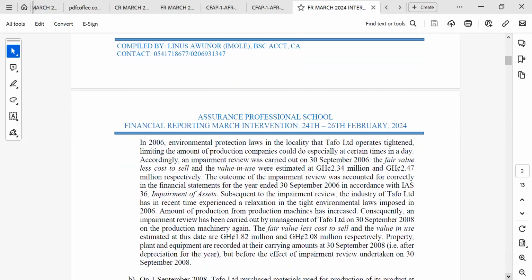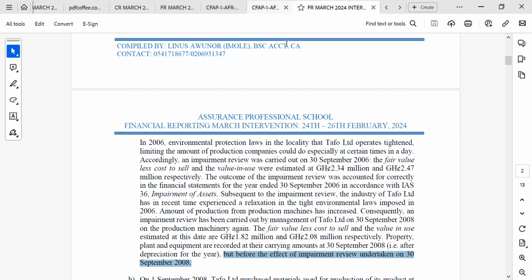So the thing now is, what are we going to look for? What are we going to do? It is the last impairment review that was not recognized, isn't it? Yes. Okay, that is what we are going to do now. Before we can do this, we need to know the carrying value of the asset at the date of the second impairment test, isn't it?